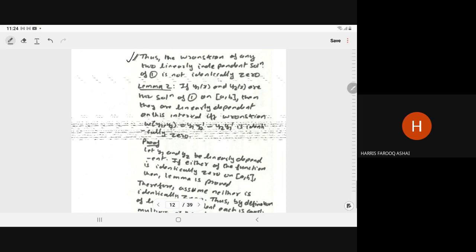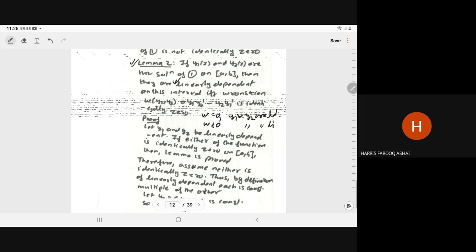For this statement we require lemma 2. If y1 and y2 are two solutions of the first on the closed interval AB, then they are linearly dependent on this interval if the Wronskian W, equal to y1 y2 dash minus y2 y1 dash, is identically 0. If W is equal to 0, y1 and y2 are linearly dependent. If the Wronskian is non-zero, then y1 and y2 are linearly independent.